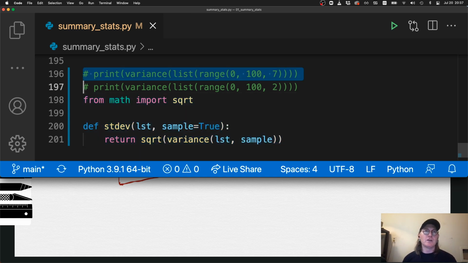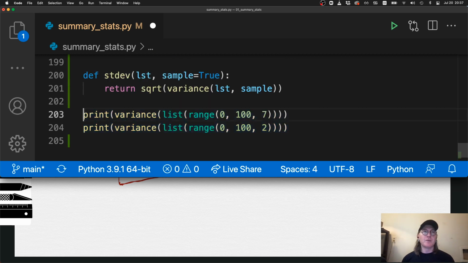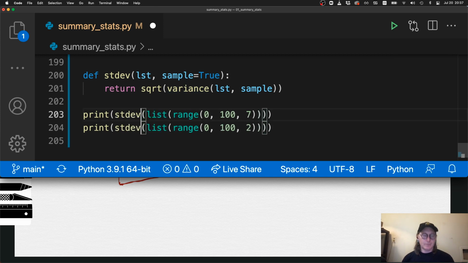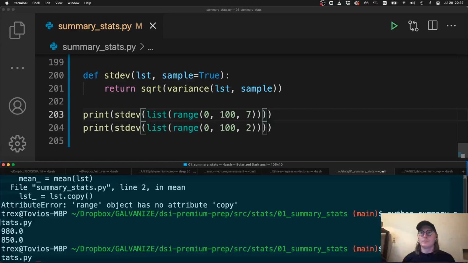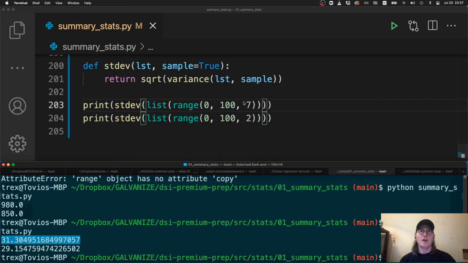And then if we look at these results, they're going to be much, much easier to interpret. Right? These are in the units of our original lists. So 0 to 100, we're looking at a standard deviation of 31 if we're traveling by 7s, and we're looking at 29 if we're traveling by 2s.